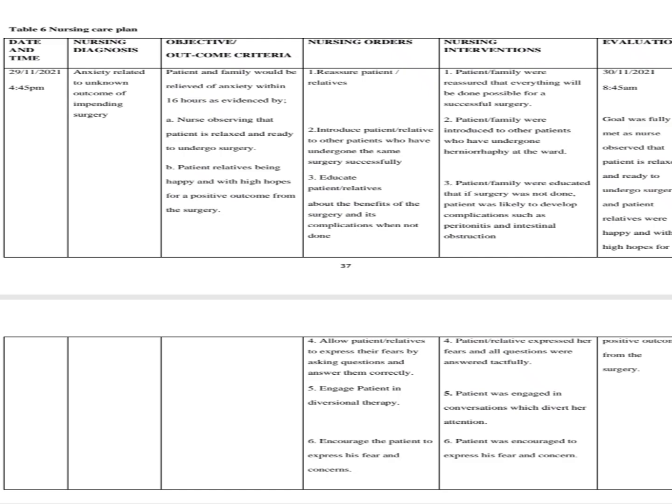Good. So the nursing orders are as follows. You reassure patient or relative. You introduce patient or relative to other patients who have undergone the same surgical procedure successfully. Then you educate the patient and relative about the benefit of the surgery and its complications when not done. Good. Then you allow patient and relative to express their fears, ask questions, and answer them correctly. Engage patients in diversional therapy. The last one is to encourage the patient to express his fears and concerns.